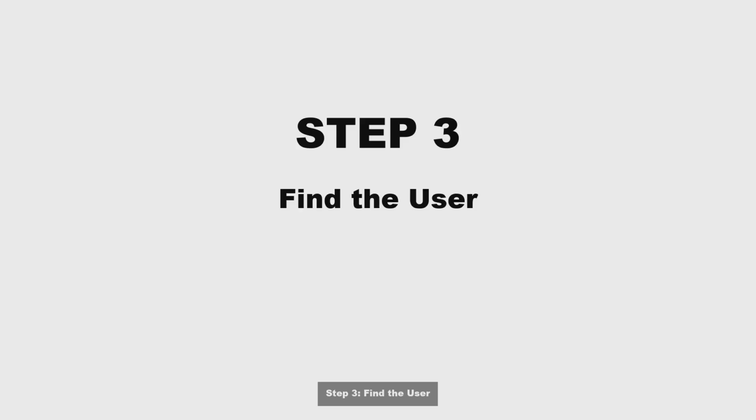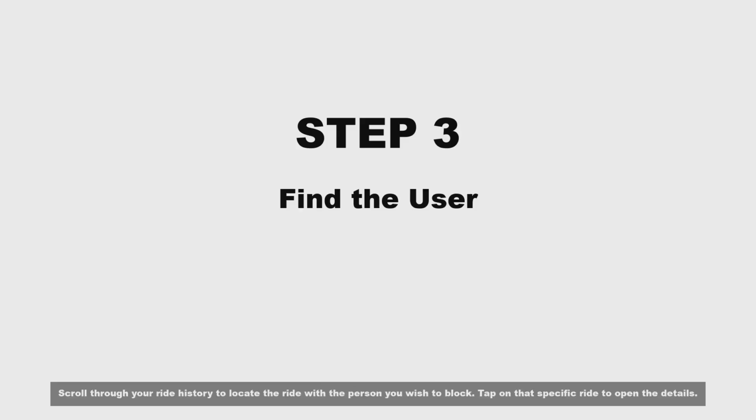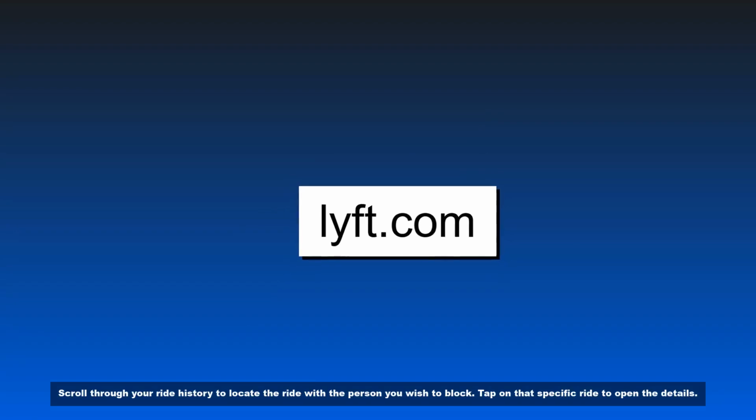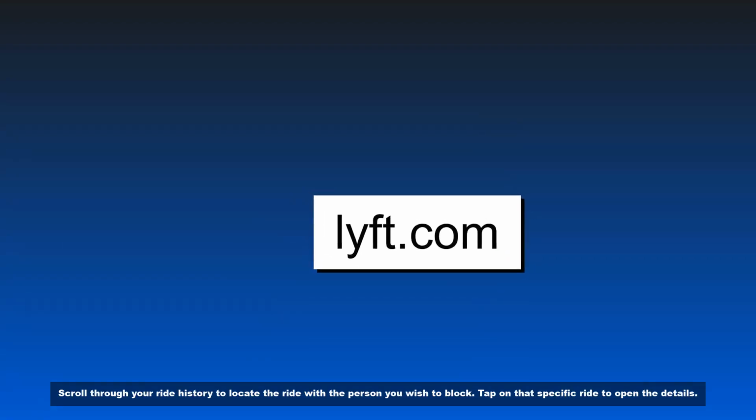Step 3. Find the user. Scroll through your ride history to locate the ride with the person you wish to block. Tap on that specific ride to open the details.